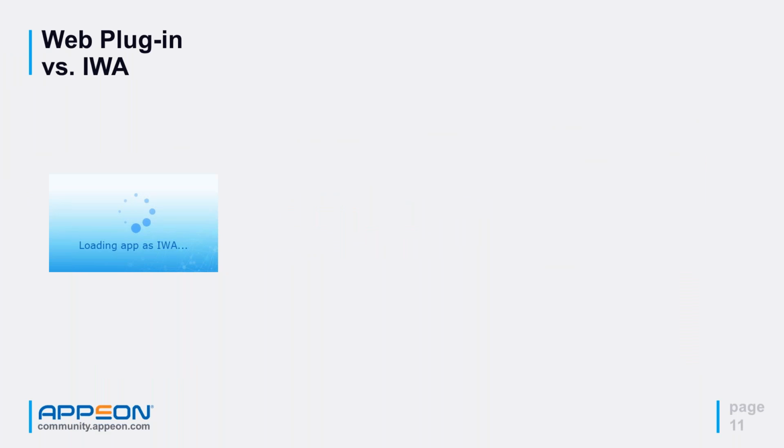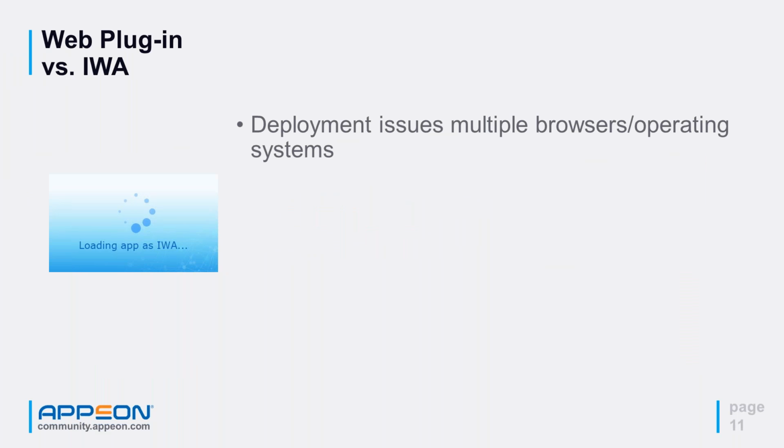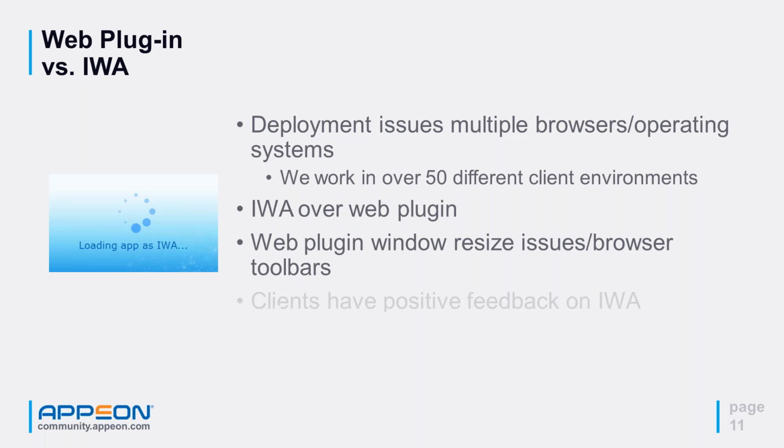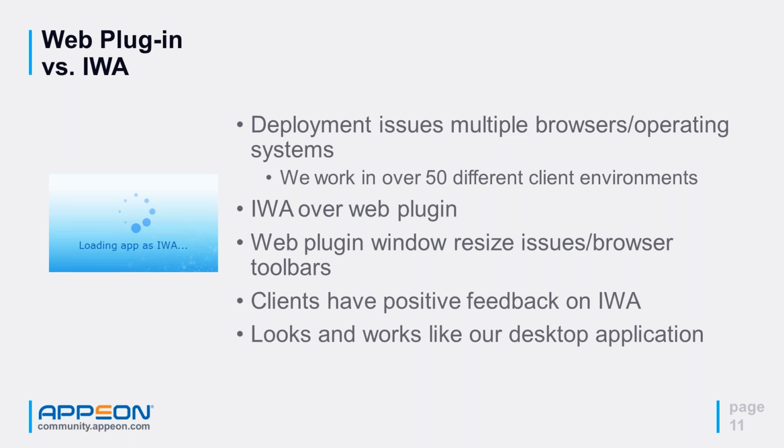Having now successfully converted our application, we started to deploy it to our clients. In deploying it to our clients, each client is kind of their own island of themselves. We were dealing with multiple laptops with multiple browsers and different operating systems. And when we started, we were having a lot of trouble with the IWA, the original web plugin versus IWA. Our windows were resized to fit a 1024 by 768 screen, which is common for police vehicles.